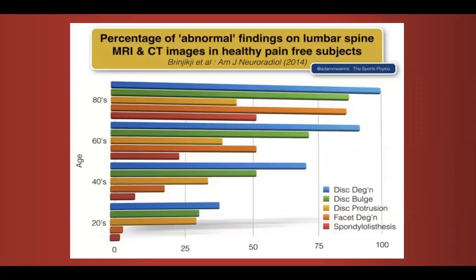And it's been repeated time and time again. In this particular study, they looked at people in their 80s, and virtually 100% of them had disc degeneration. But they also had disc bulges, disc protrusions, facet degeneration, and spondylolisthesis. So even in the 60s, disc bulges, and if you look down at the 20-year-olds, more than a quarter of them had disc bulges and disc degeneration. So these are patients who are otherwise healthy and pain-free.